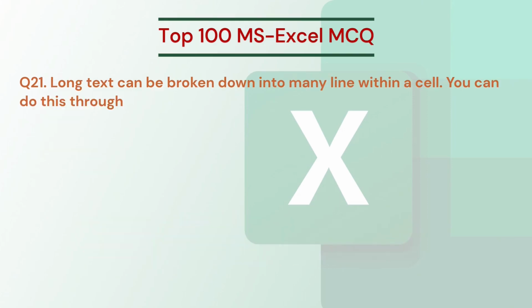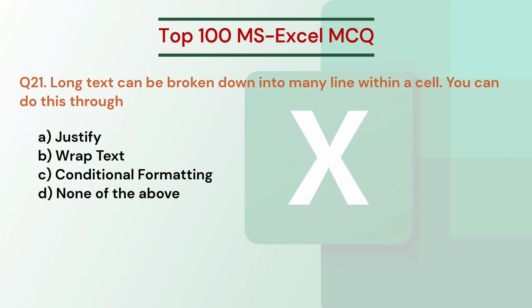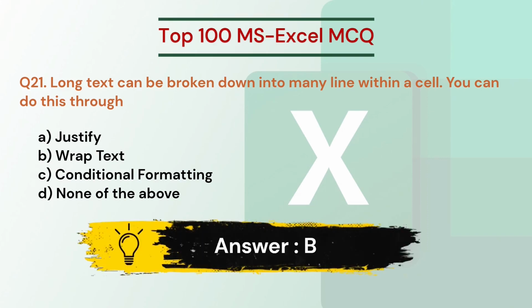1048576. Long text can be broken down into many lines within a cell. You can do this through A. Justify. B. Wrap text. C. Conditional formatting. D. None of the above. Correct answer is B. Wrap text.